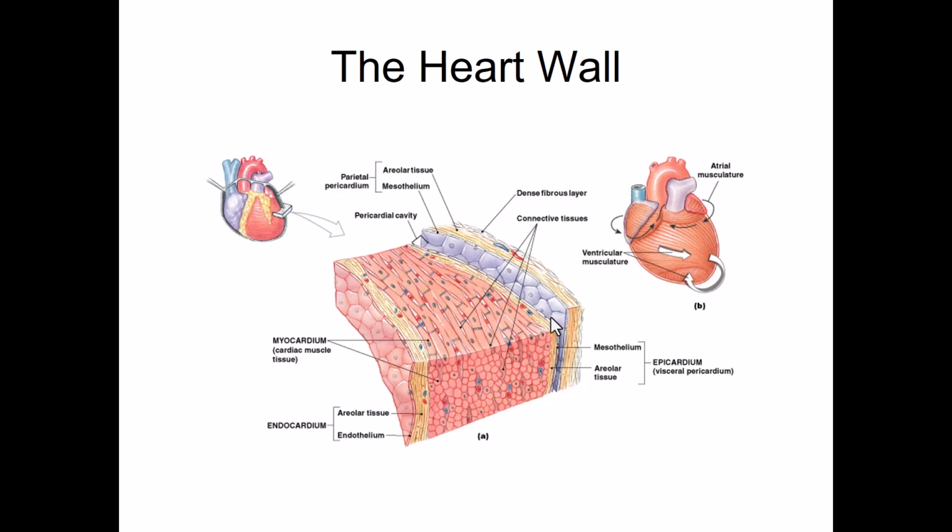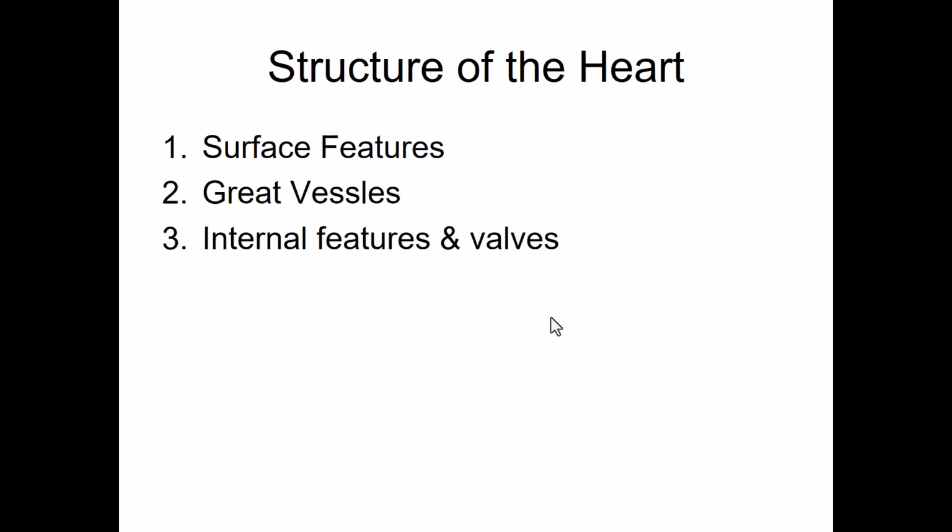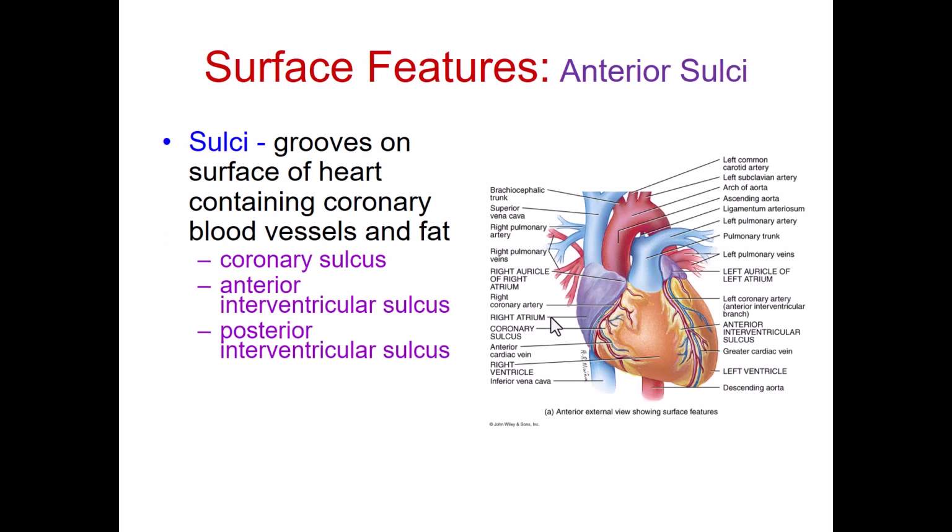So you can see the dense irregular connective tissue making up the fibrous pericardium, the cardiac myocytes in the myocardium, and the epithelial layers on the parietal and visceral layers of the pericardium, and on the endocardium as well. We'll first look at the surface features of the heart, but then in later videos we will look at the great vessels and internal features and valves.